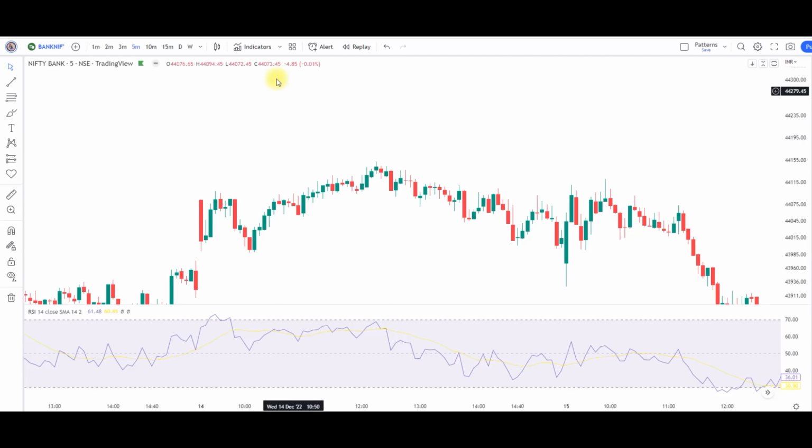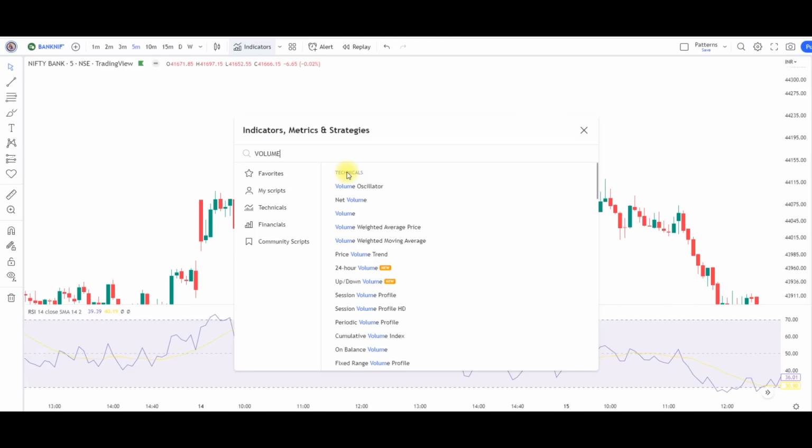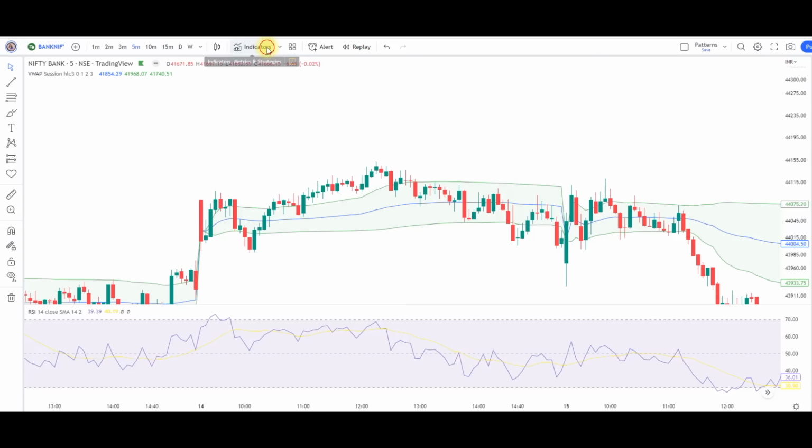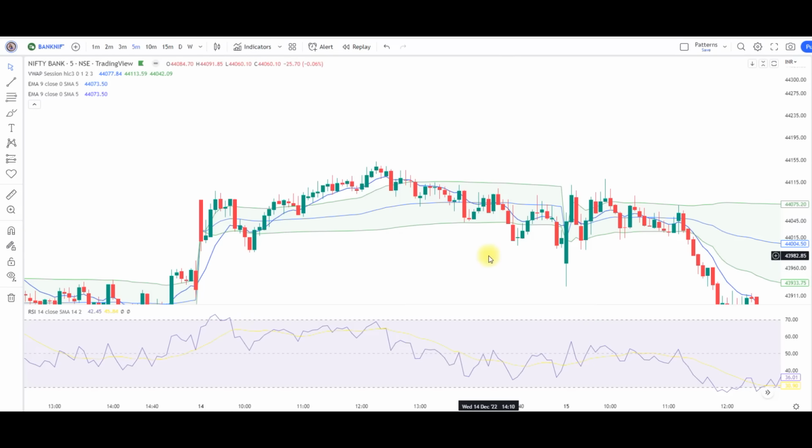And the second indicator is the VWAP, that is volume weighted average price, and we need 2 EMAs, so I will add moving average exponential 2 times. Now we have added 4 indicators, that is VWAP, EMA, 2 times I have added EMA, and RSI. Now I will go to settings and I will show you how to change the settings for our particular strategy.